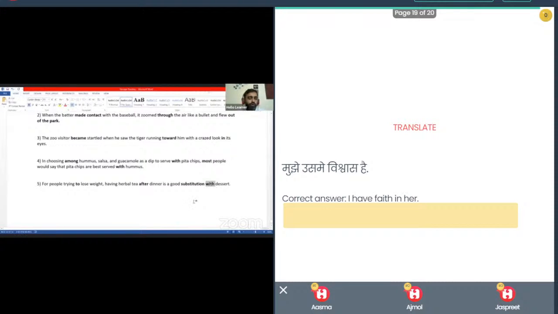No, not of. Of is not right. It should be for. For is correct. See, when you use the phrase substitution, for is the correct one. It's not substitution with. किसी चीज का substitute होना, मतलब किसी और चीज का substitute होना, for something else. So, for example, he acted as a substitute for someone, right? In sport as well. Someone acts as a substitute for someone. It's not with someone. So for people trying to lose weight, having herbal tea after dinner is a good substitution for dessert is the correct one.